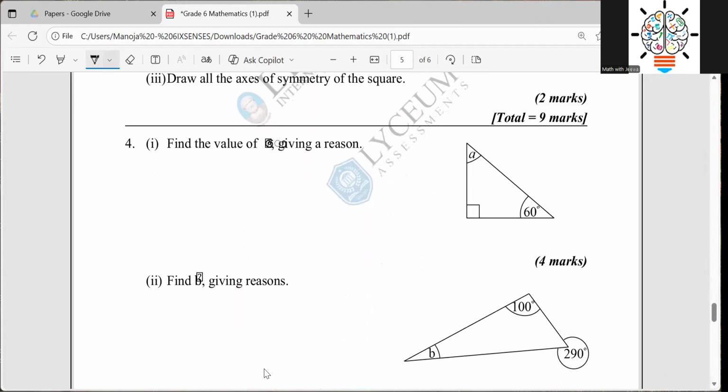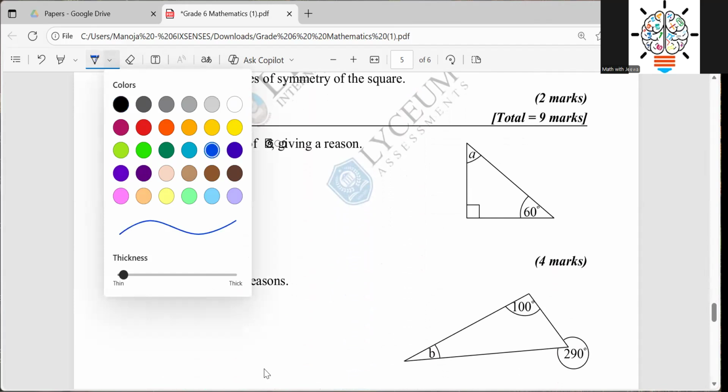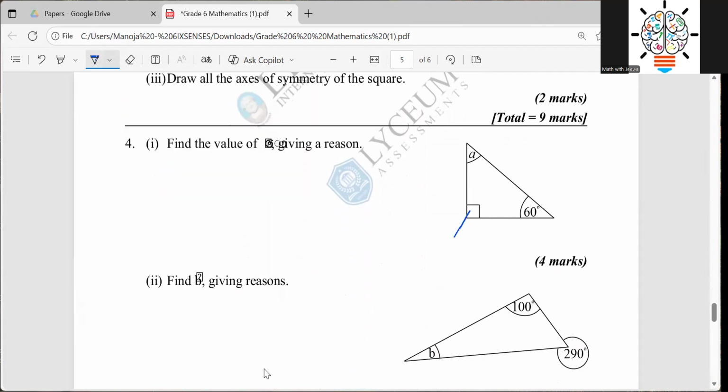Now to find the value of A, first of all, you want to understand what this is. So this is 90 degrees. You write here 90 degrees. Then you write A plus 90 degrees plus 60 degrees is equal to 180. Then we write the reason: angles in a triangle. Okay.